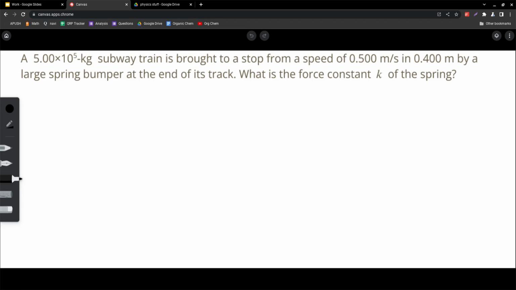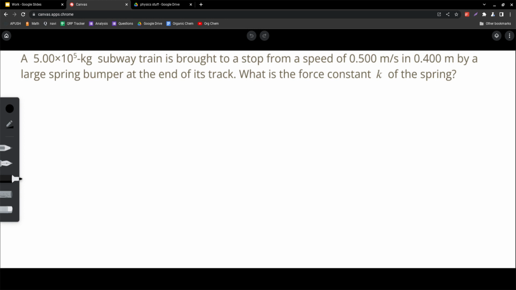We have another energy problem today. A 5 times 10 to the fifth kilogram subway train is brought to a stop from a speed of 0.50 meters per second in 0.4 meters by a large spring bumper at the end of its track. What is the force constant k of the spring?